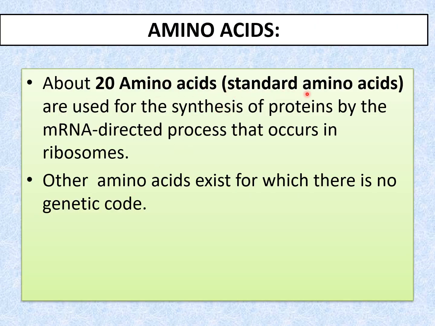Now, there are about 20 amino acids, which we call standard amino acids, which are used for the synthesis of proteins by an mRNA-directed process that occurs in ribosomes. This specific mRNA-directed process is known as translation, right? Translation, in which the codes in the mRNA are translated into amino acids. And so these translated amino acids are attached to one another to form your proteins.